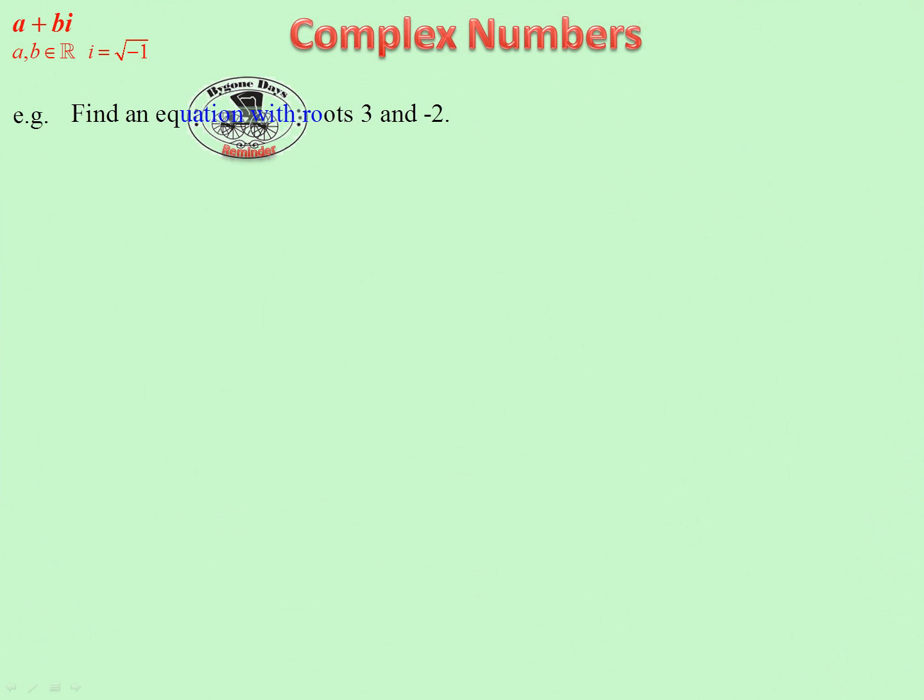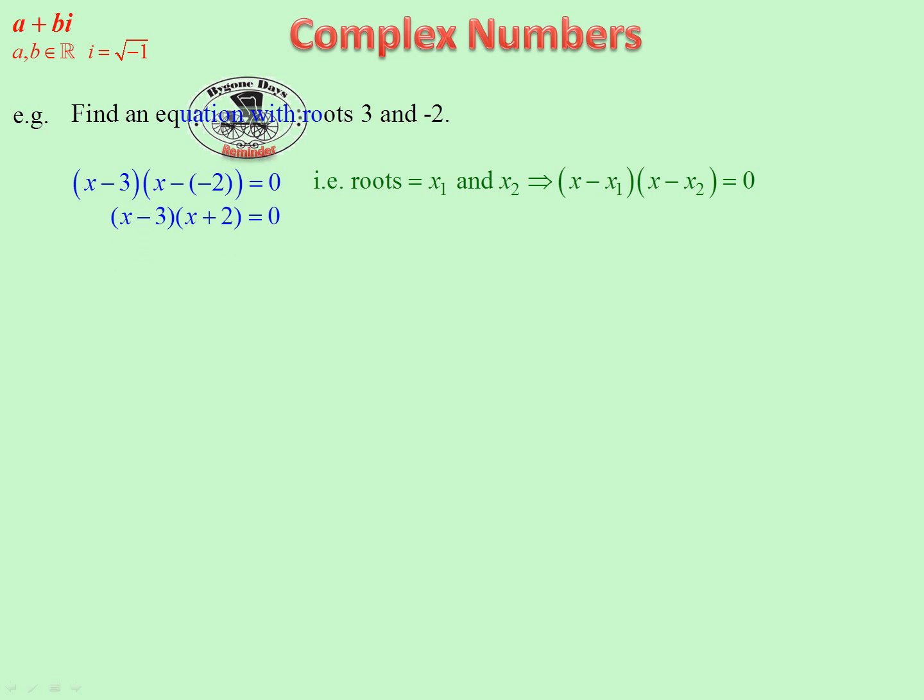And just to reverse the procedure, find an equation with roots 3 and negative 2. I say bygone days because this isn't part of complex numbers at the moment, but it's to remind you of a system. Equation with roots 3 and negative 2, so we can form the brackets x minus 3, x minus negative 2. Remembering, if the roots are x1 and x2, then an equation could be x minus x1, x minus x2. Notice it's an equation because there could be more than one equation with the same roots. Multiply out, there's our answer.